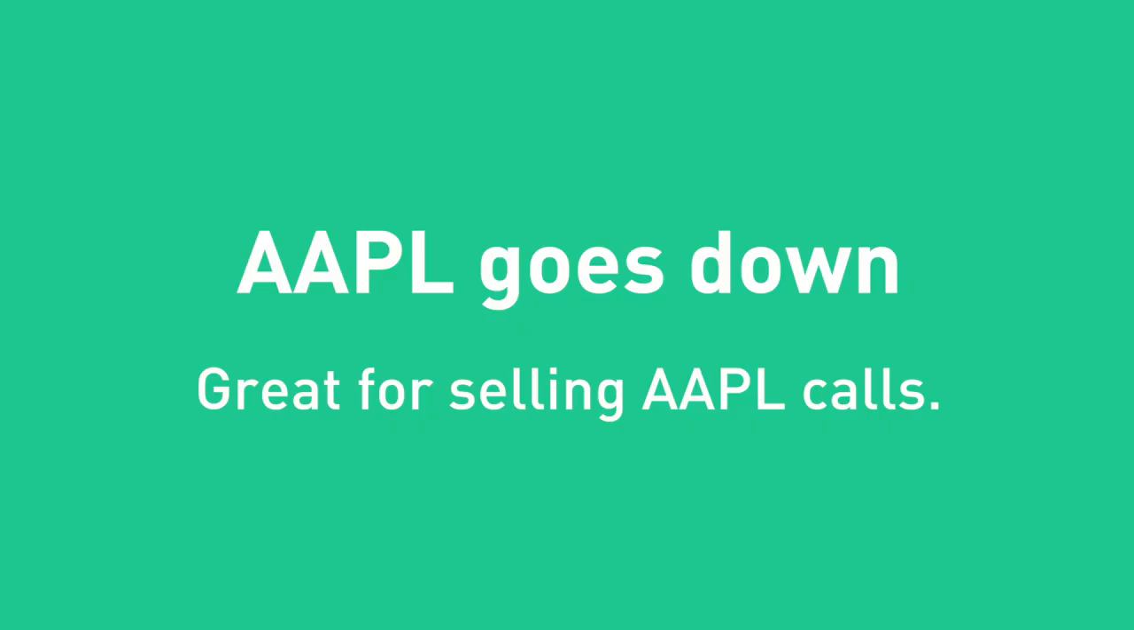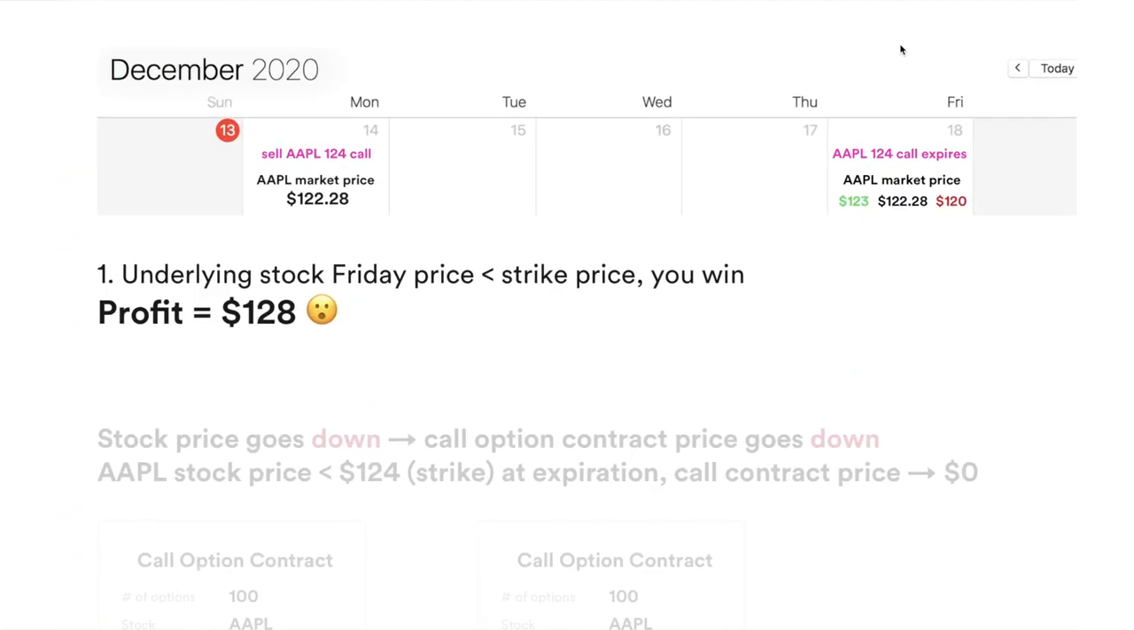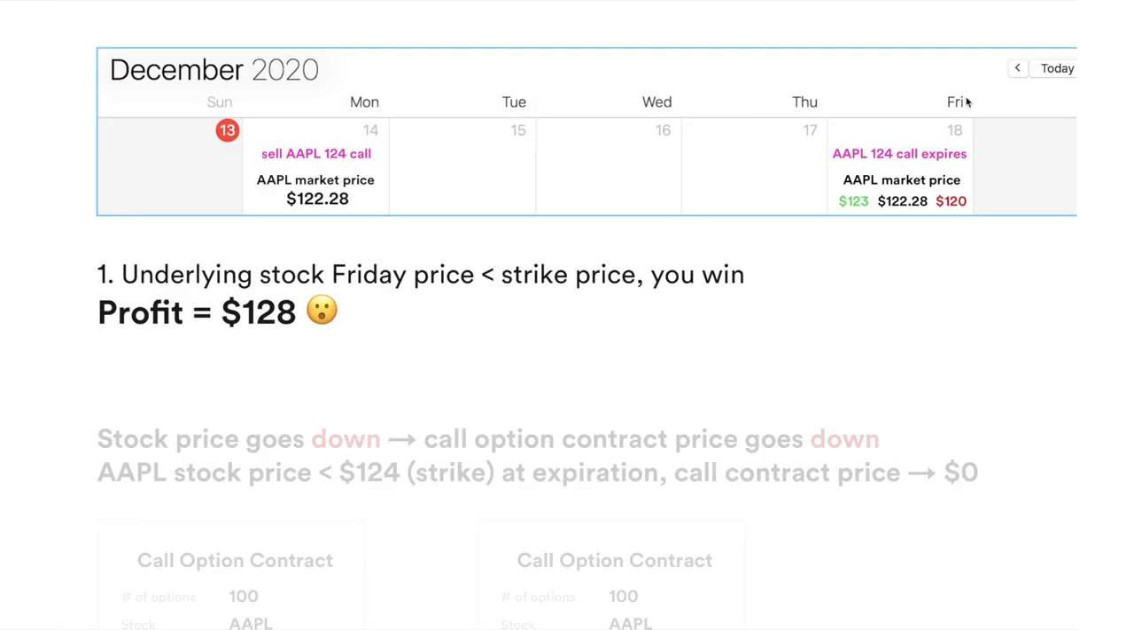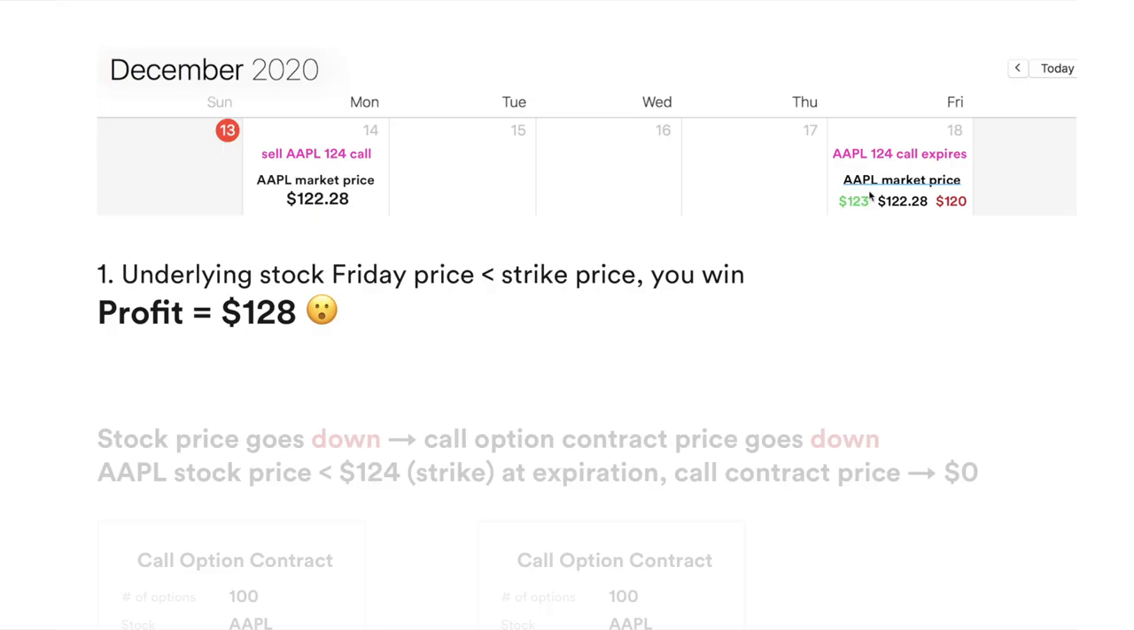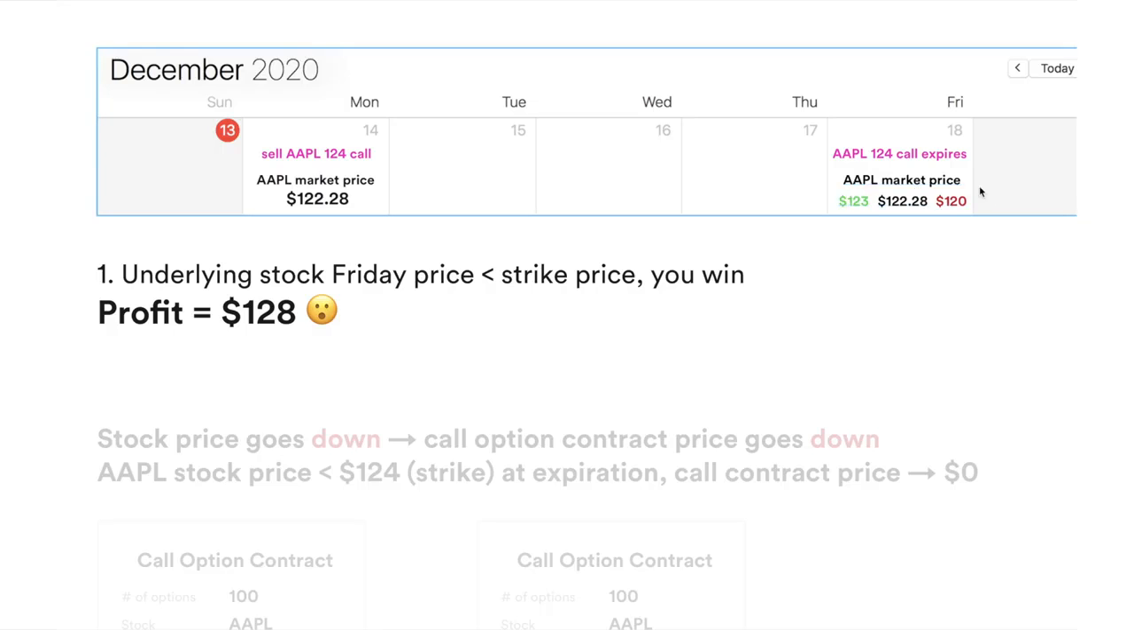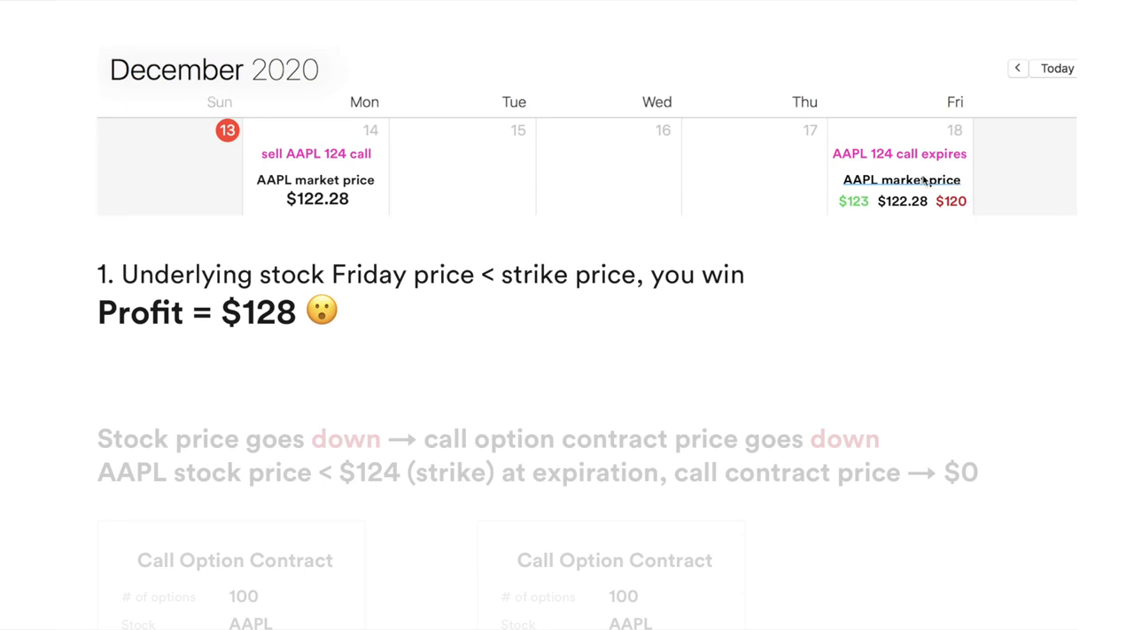So now let's take a look at what will happen if the share price drops or stays flat or goes up a little bit. So let's say on Monday, you sold the same 124 call. And on Friday, this is where the interesting thing about selling calls is: it doesn't matter if Apple has gone up, stayed flat, or dropped. As long as on Friday, the market price is lower than the strike price, which is 124 here, as long as it's lower than this, you're golden. So if the underlying stock on Friday is lower than the strike price, you win. You got to keep 128 all for yourself. You don't have to spend any dollars to buy the call back or anything like that.